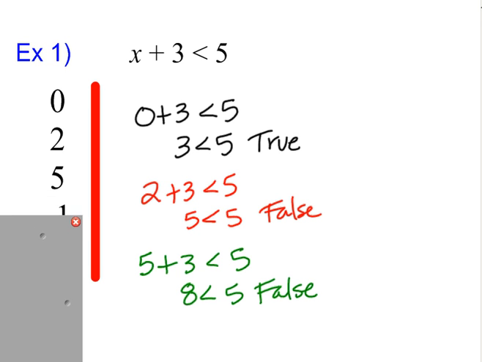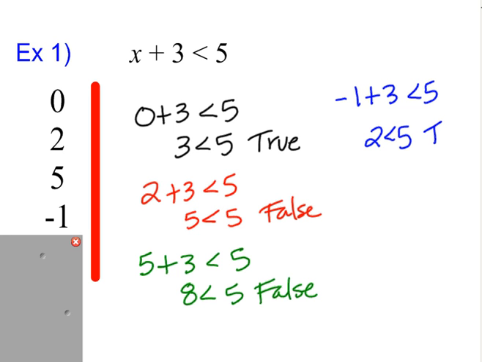Let's do it again. Let's put a negative number in there this time. I'm going to work over here to get some more room. Negative 1 plus 3 is less than 5. Well, negative 1 plus 3 is 2. Is 2 less than 5? Yep, that's true.